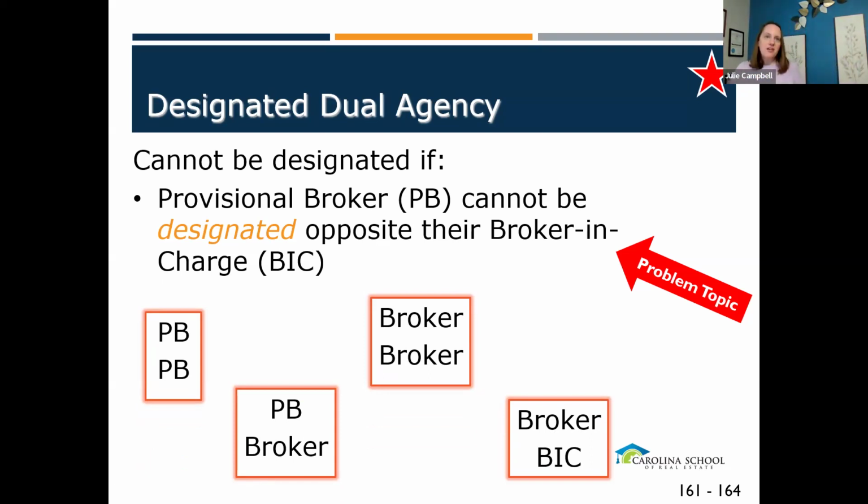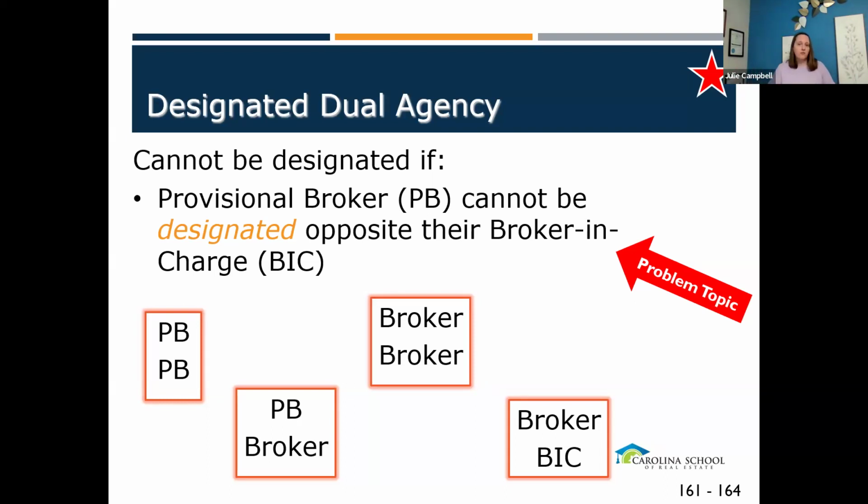So a PB and a PB can be designated opposite of each other. A BIC can be designated opposite of the full broker, as long as they don't have prior confidential information about the other side.